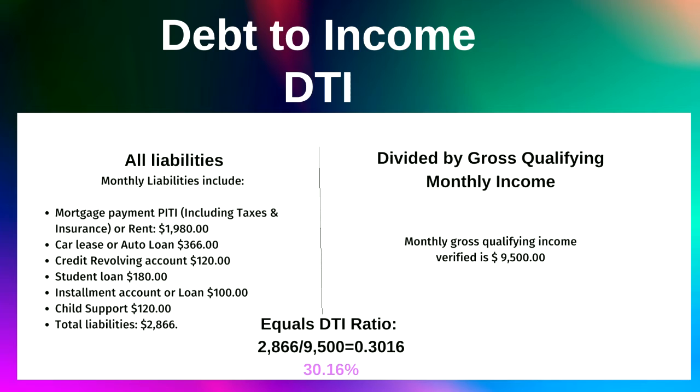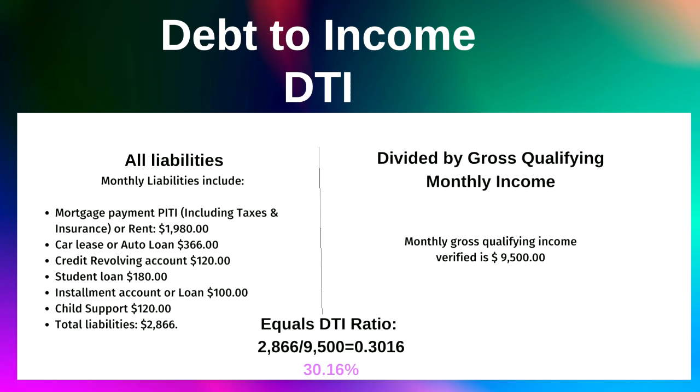Now, this is then divided by your gross qualifying monthly income. And again, your monthly income is determined whether you are a wage earner or you're self-employed. So as long as you meet the requirements and documentation that the bank or lender you're applying with is asking for, they will calculate what your gross qualifying monthly income is. So in the example that I have here, we have a total of 2,866 in liabilities and 9,500 in qualifying income. So if you take the liabilities and divide it by the income, you're going to get 0.3016. And then you just turn that number into a percentage, and that is how the DTI is calculated.